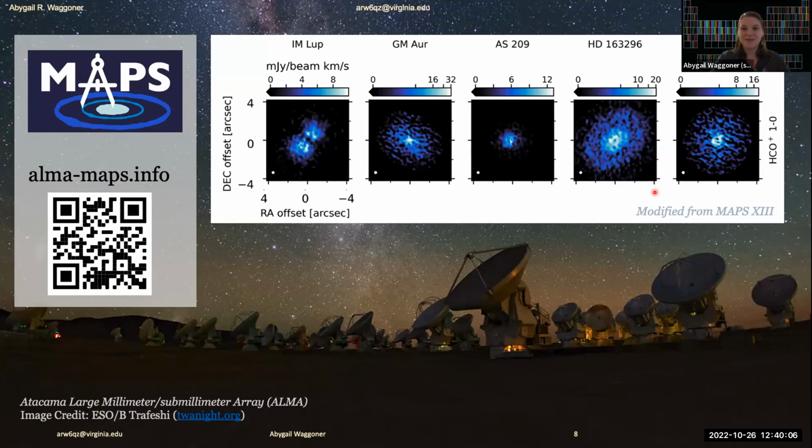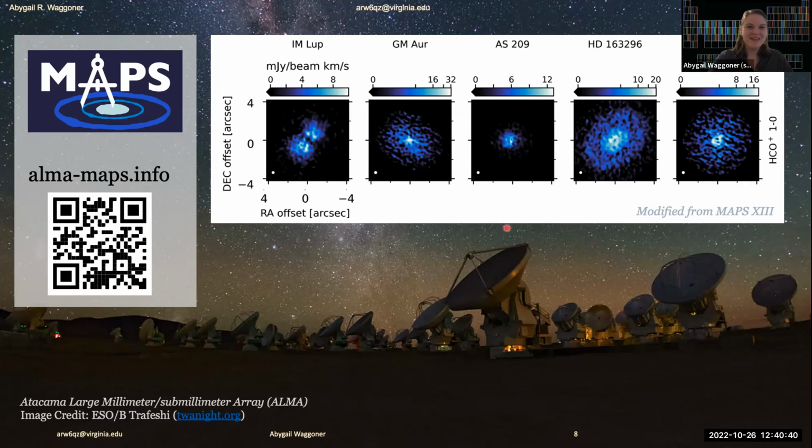In doing so, they observed tons of lines, tons of molecules, and had 20 plus papers published all at once. It was very beautiful. If you're interested more in MAPS, I have the QR code here, please check it out. The way that MAPS worked is these are our 5 disks. And to create these beautiful images, which again, if you're not familiar with radio astronomy, you might think, oh, that's just kind of a blob. It's a very beautiful blob.